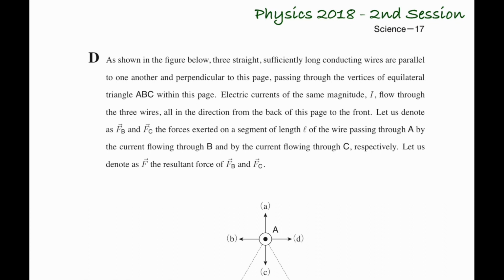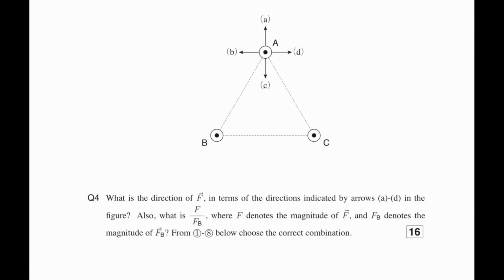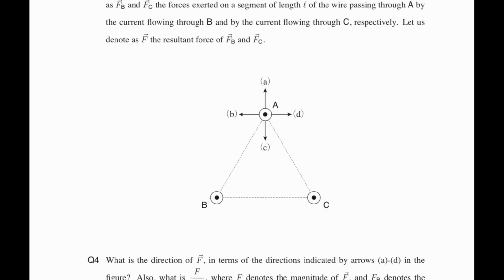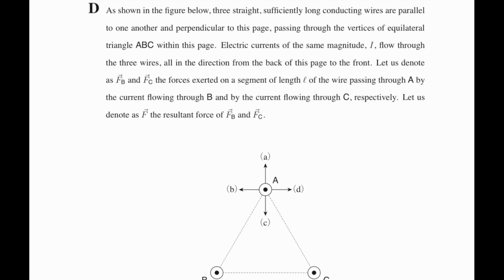Okay, let's start from number 16 and then I will continue to explain until the last number, which is number 19. For number 16, as shown in the figure below, we have 3 straight sufficiently long conducting wires parallel to one another and perpendicular to this page, passing through the vertices of equilateral triangle ABC within this page.